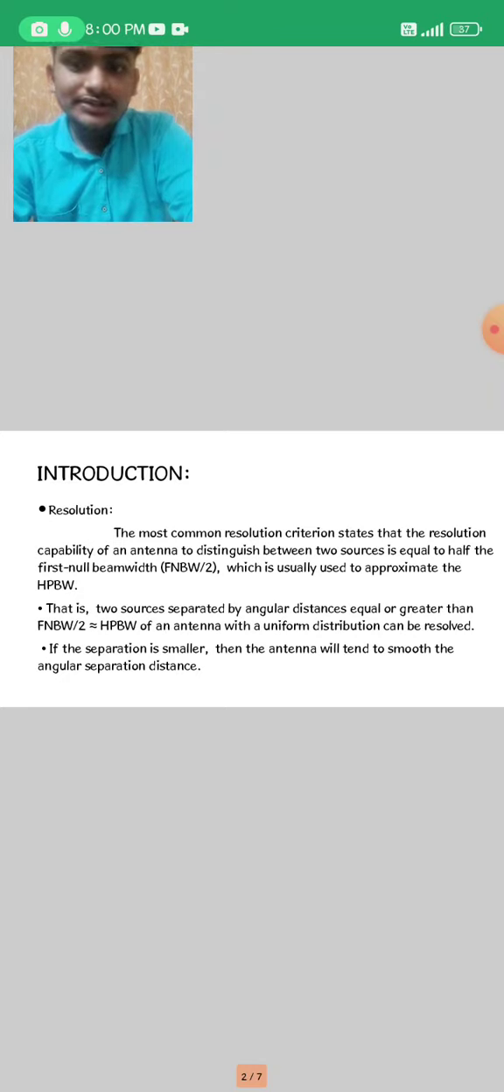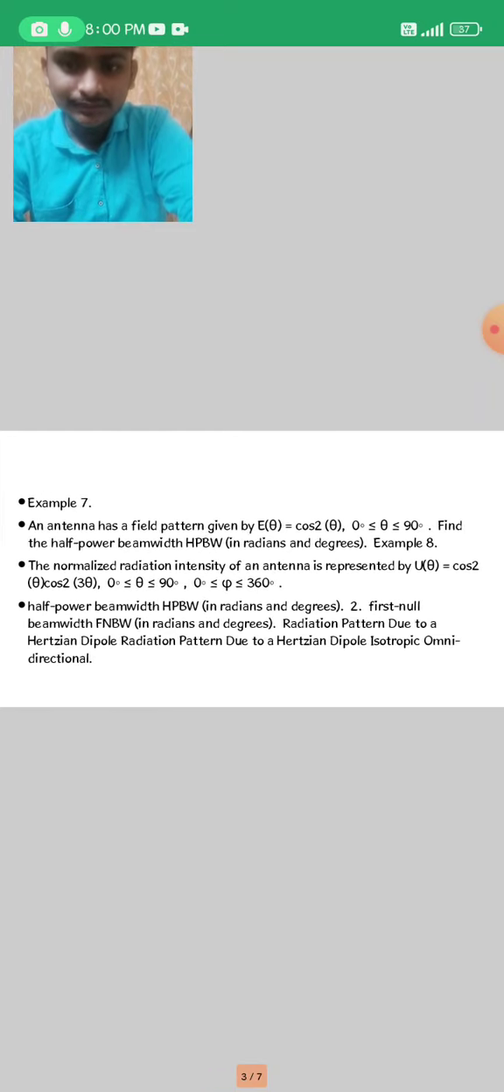If the separation is smaller, then the antenna will tend to smooth the angular separation distance. An antenna has field pattern given by E of theta equal to cos 2 of theta. Theta lies between 0 to 90 degrees. Find the half power beam width in radians or degrees. This is an example of resolution of antenna.